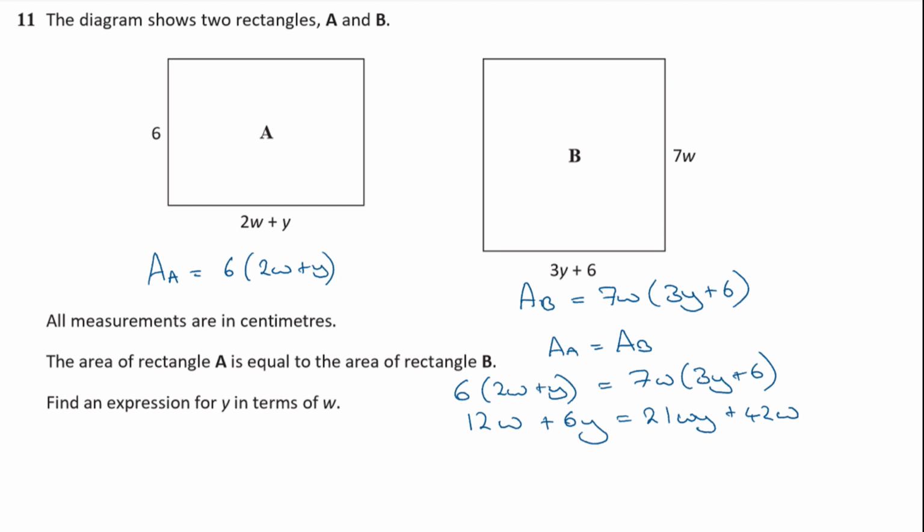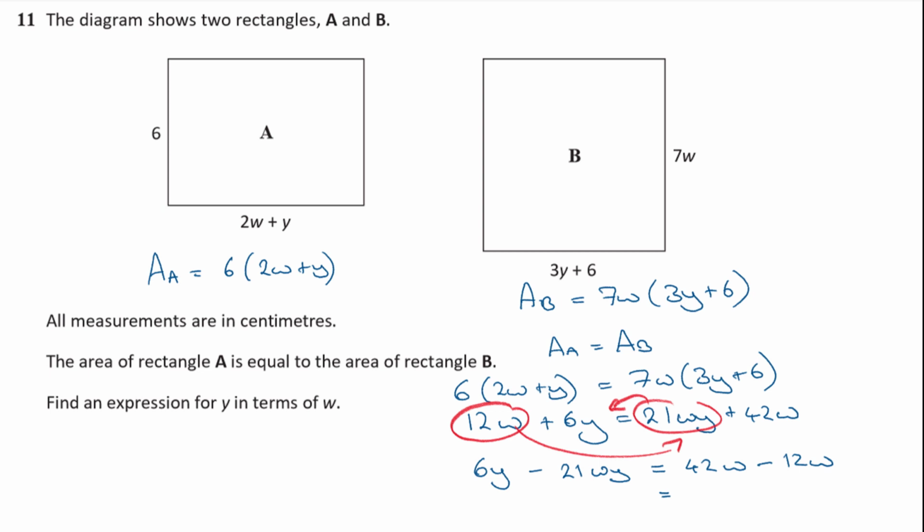Okay, so basically I'm going to move this term over the equal sign, aren't I? Change signs, so when it pops over it's going to become minus, and I'm going to move this the other way around. I'm going to move that to the other side. So what I'm going to get is 6y minus 21wy is equal to 42w minus 12w. Okay, now on the right I can just collect like terms. That's super easy. 42w take away 12w, that leaves me with 30w.